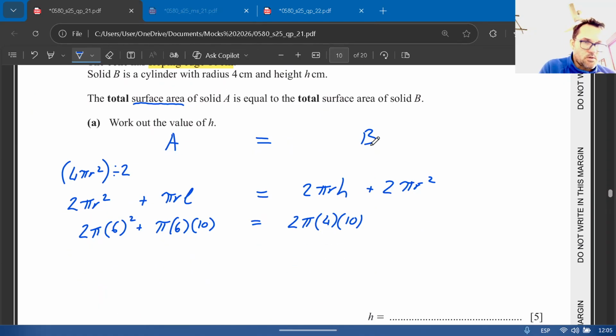The height was it 10? No, the height is h. We don't know what the h is. Don't guess, man. The height is h. That's what we want to know. 2 pi and the radius is 4 again, squared.